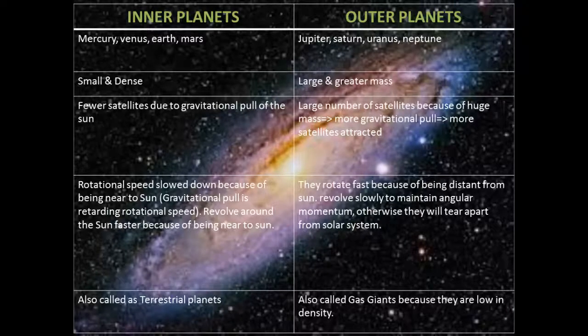moving further, here is the difference between outer planets and inner planets. Basically, Mercury, Venus, Earth and Mars are the 4 planets which have been designated by scientists as inner planets, and Jupiter, Saturn, Uranus, Neptune are the 4 planets designated as outer planets. The inner planets are also known as terrestrial planets because they are solid in nature, they have a rocky body, whereas the outer planets are majorly formed of gases.